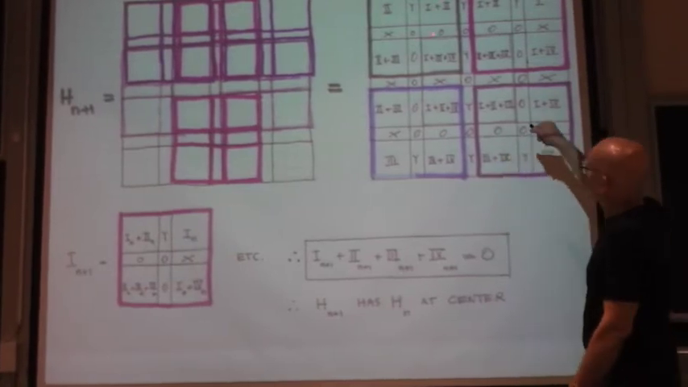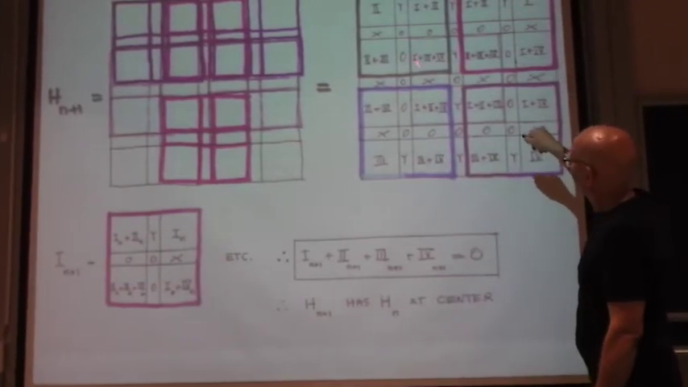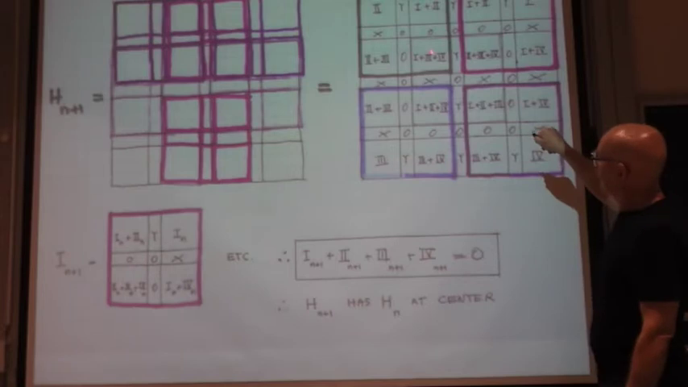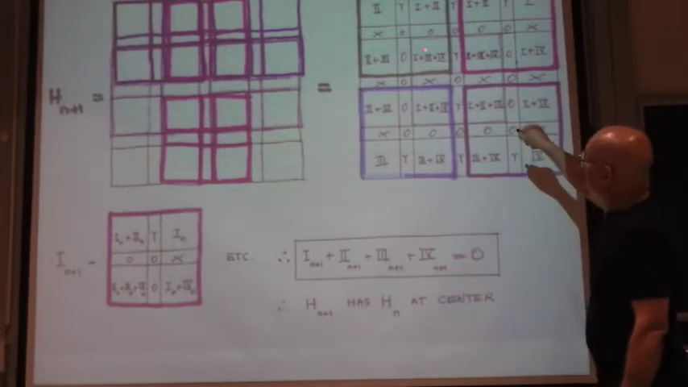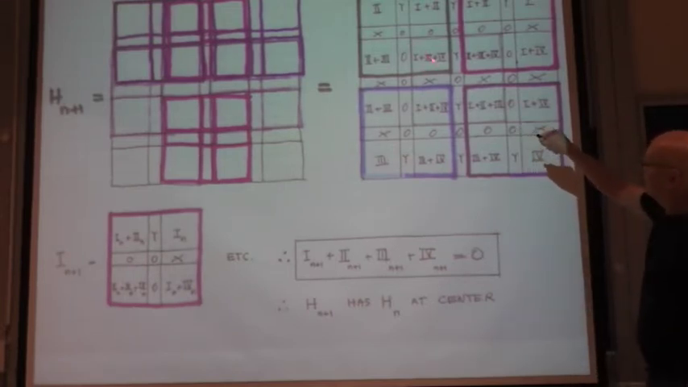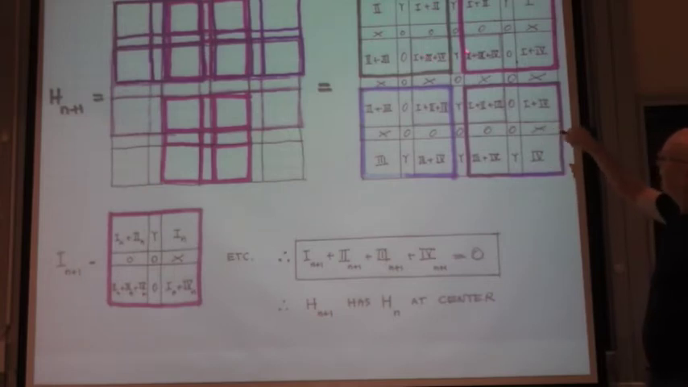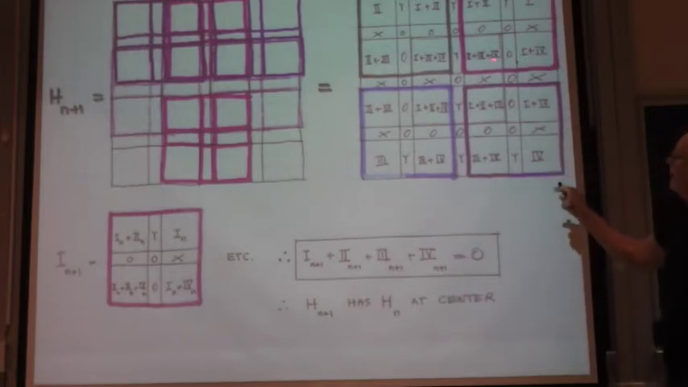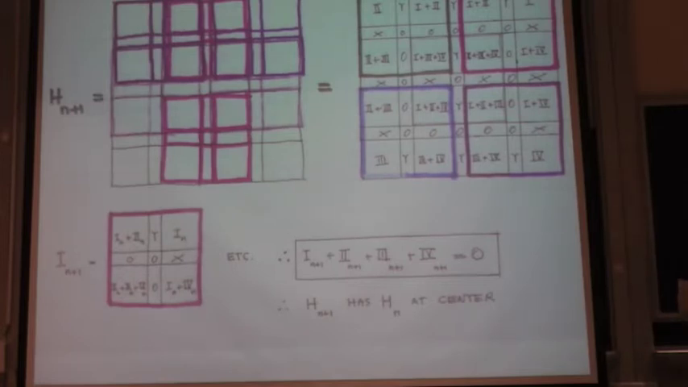So that means if we go back here and look at this, this is 1 plus 3 plus 4. Well, by this identity, that is the second quadrant of I sub n. So that's really 2 sub n. This is 1 sub n. This is 4 sub n. This is 3 sub n. So in the middle, we do indeed have h sub n. So this has proved that the middle, at least, is correct.